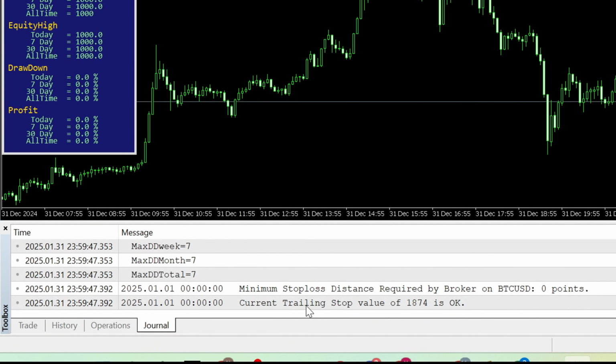So one key change that we're going to make to the EA is to check for minimum stop loss distance required by the broker. And if the user input is smaller than that, then we're going to override that input and use that minimum. So we know that the trailing stop loss will work even if at a slightly bigger distance.